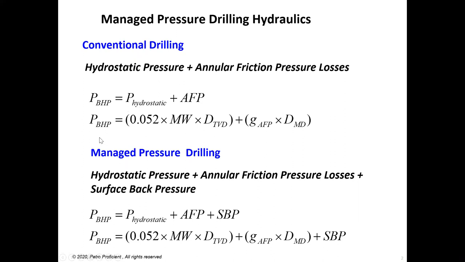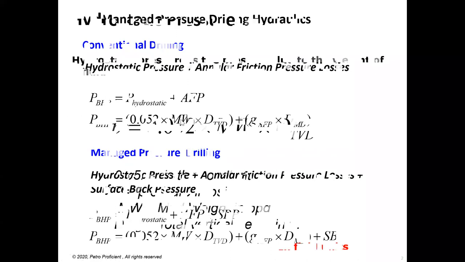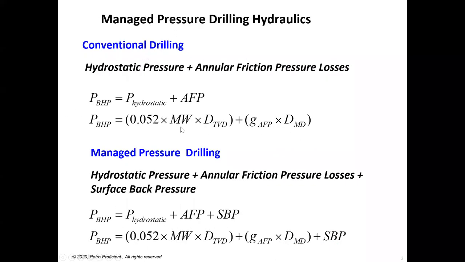friction pressure loss. So bottom hole pressure, if you break it down further, is the constant 0.052 times mud weight times your drilling depth in TVD. Your annular friction pressure loss is the friction pressure loss gradient times your drill depth in MD. This is measured depth, this is TVD. So these are the two things that give you your bottom hole pressure. And by changing your mud weight or by changing this friction pressure gradient, you can change your bottom hole pressure.